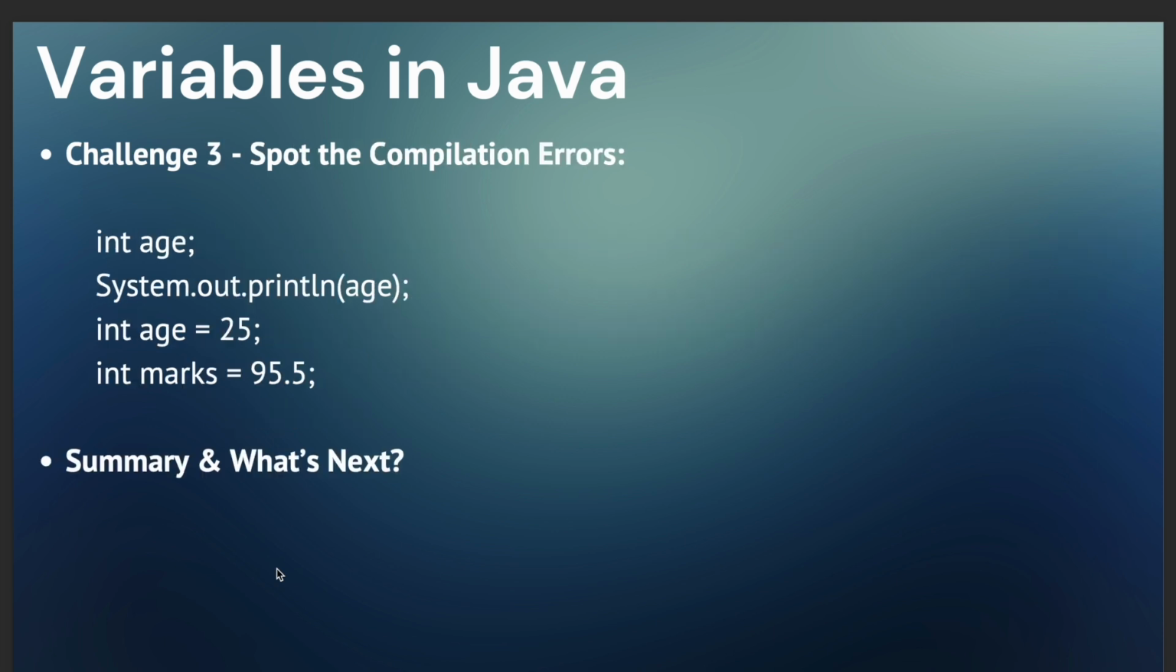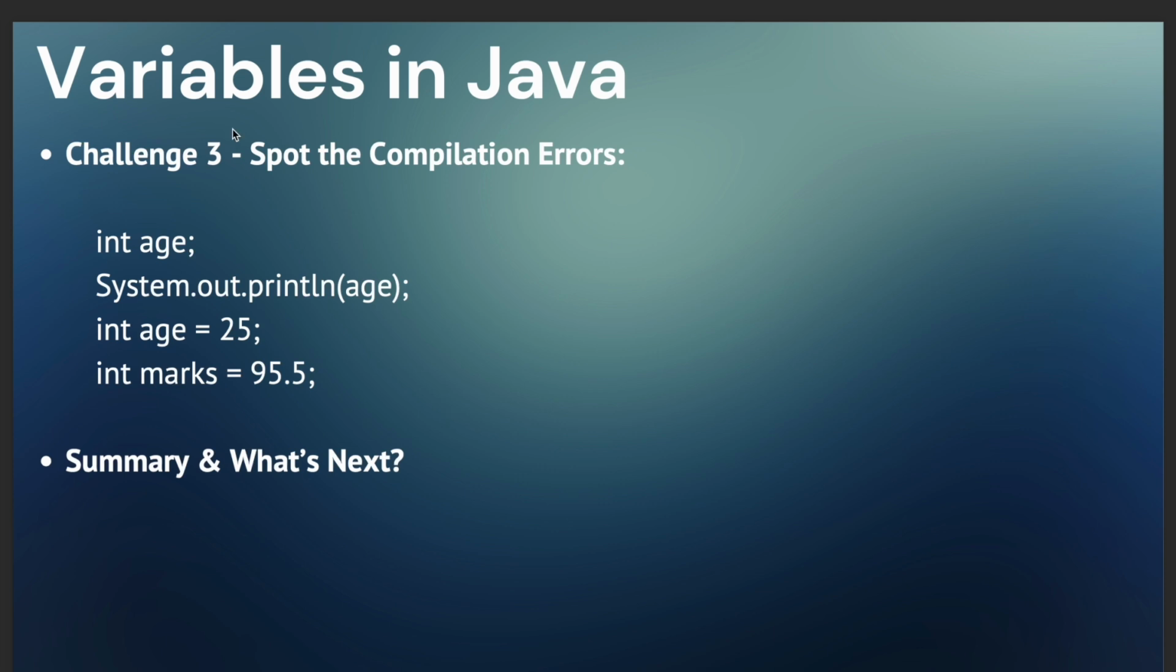Now let's finish with a debugging challenge. Look at these pieces of code. int age; System.out.println(age); int age = 25; int marks = 95.5; There are three separate issues. Pause the video and try to identify them before I explain the answers.